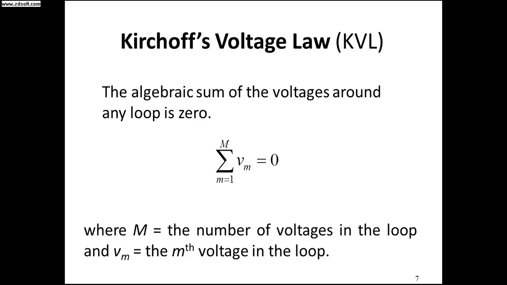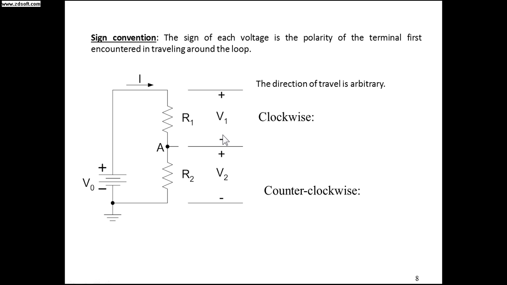Next one is Kirchhoff's voltage law. It states that the algebraic sum of the voltages around any loop is equal to 0. We can take a simple series circuit. The sign convention can be taken in either clockwise or anti-clockwise direction. Here we consider two resistances R1 and R2 connected in series. Let the voltage across R1 be V1 and across R2 be V2, and the applied voltage is V0. Since they are connected in series, the current will be constant.